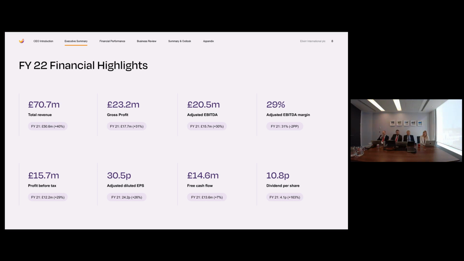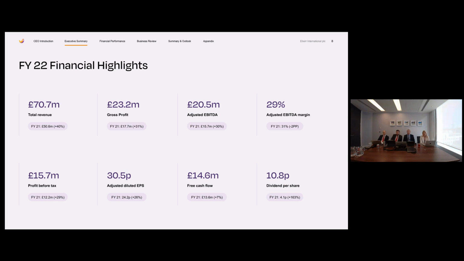So that flows through to bottom left, profit before tax, £15.7 million, which was a 29% rise. Looking at EPS, adjusted diluted EPS of 30.5 pence. This is an increase of 26% to 2021 and reflects a 12% effective dilution for the impact of unvested options, our employee share purchase plan, and the ILAP deferred consideration. Nick's going to cover our longer term forecast for the impact of dilution in quite some detail a bit later as well, which hopefully will give you good insight on that.